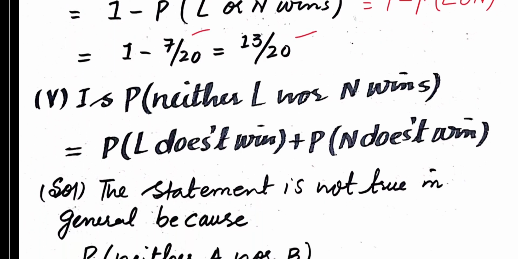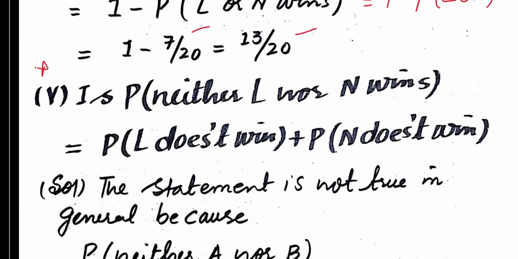This is very important. This is a conceptual question. This question says, is probability of neither L nor N wins equal to probability of L does not win plus probability of N does not win? In other words, this question wants to ask, does it mean probability of neither L nor N wins is the sum of two probabilities, that L does not win, N does not win?